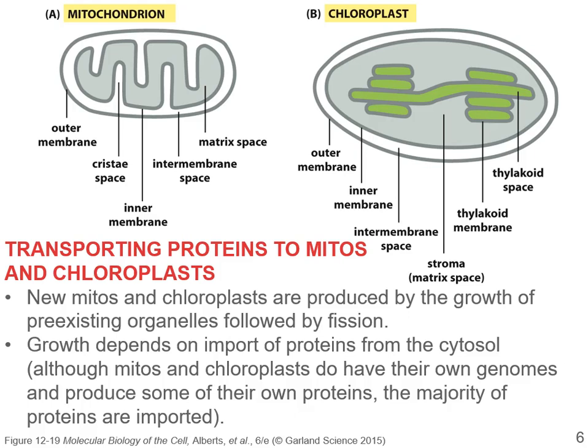The way that these organelles are produced in the cell is that a mitochondrion or a chloroplast will grow, and then fission will divide them and produce smaller organelles. What that means is that if they're going to grow, they need to import proteins from the cytosol. Both mitochondria and chloroplasts do have their own genomes and their own ribosomes, and they can produce some of their own proteins, but the majority of the proteins that constitute these organelles are imported from the cytosol. That's why the transmembrane transport we're talking about today is so important.